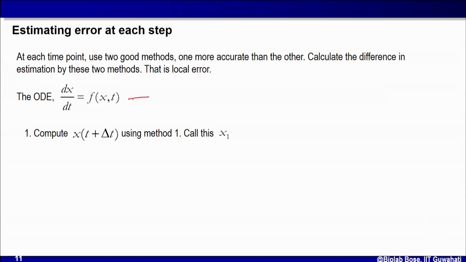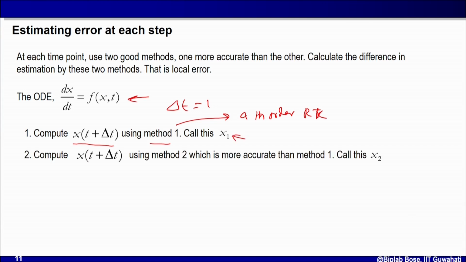So what am I doing? I have an ODE given to me. I take a delta t, suppose that is equal to 1, and then I compute the value of x at t plus delta t using method 1. So that may be the fourth order Runge-Kutta method. And I call that result x1.